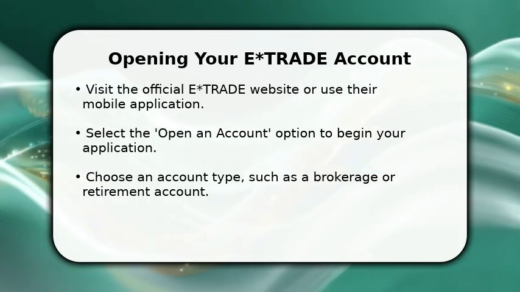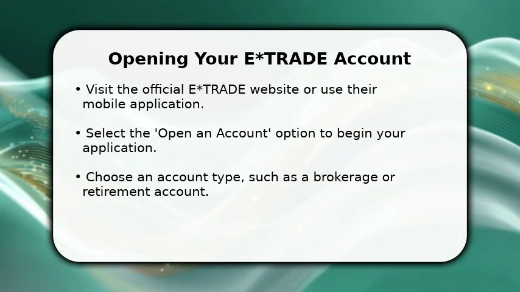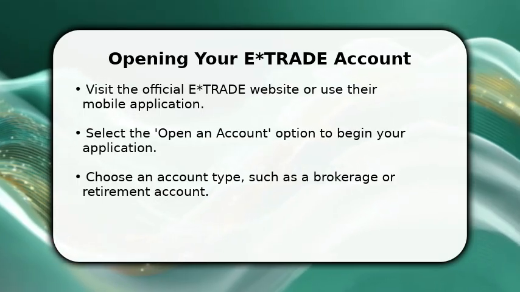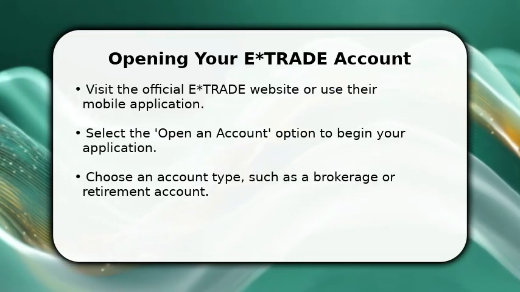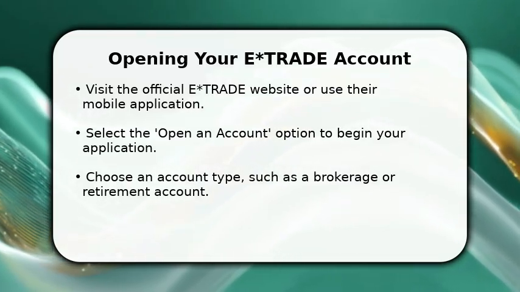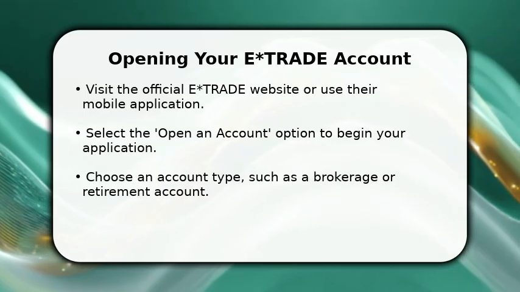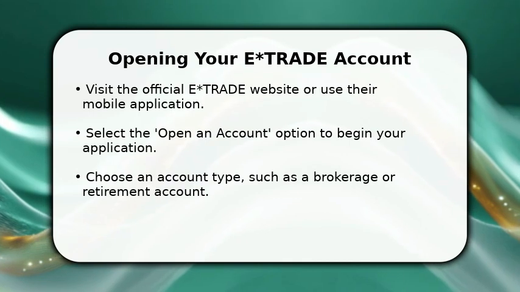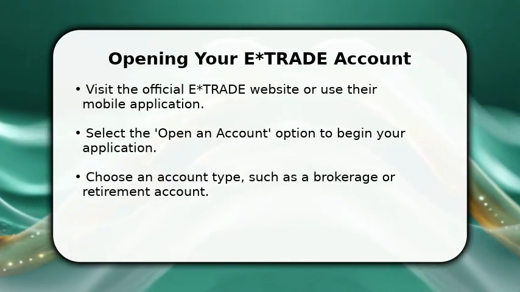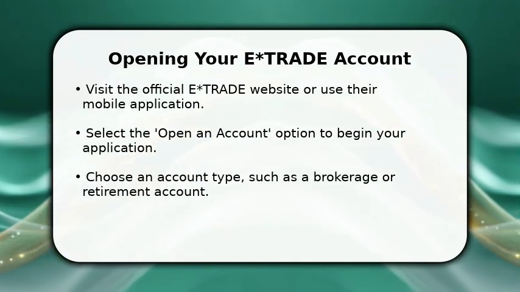Next, select the account type that best suits your financial goals, whether it's a standard brokerage account or a retirement option like an IRA. Then, simply fill out the online application with your personal information, including your social security number. After reviewing everything for accuracy, submit your application. The process typically takes about 10 minutes.